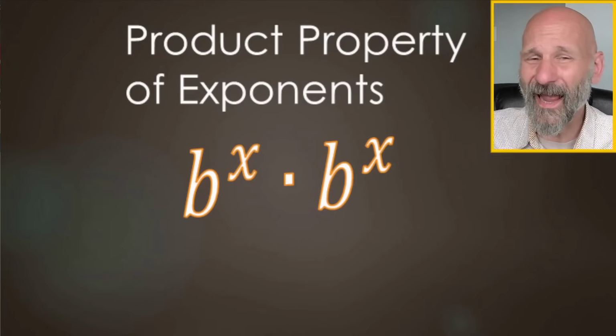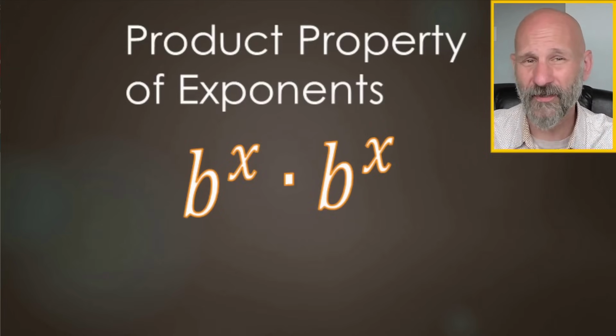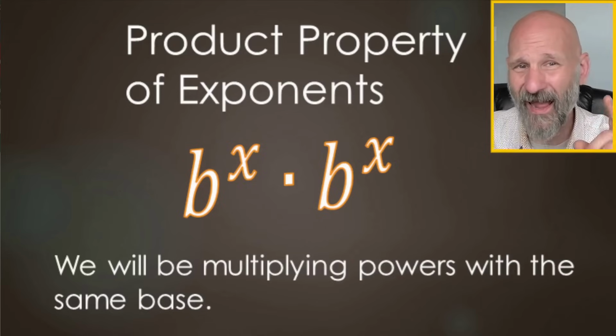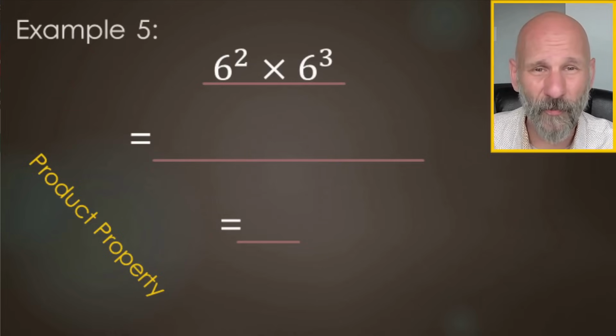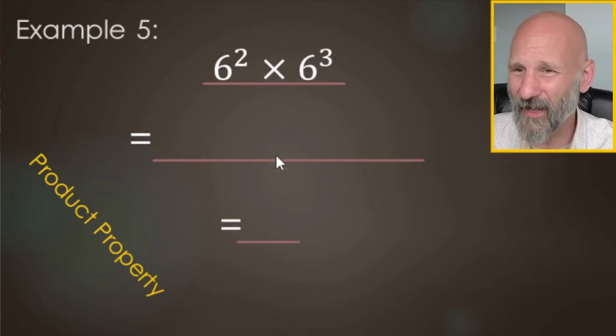So now let's look at the product property of exponents. The key to this one is you have the same base. Here we go. We've got 6 squared times 6 to the third power. Now let's look at this in expanded form.